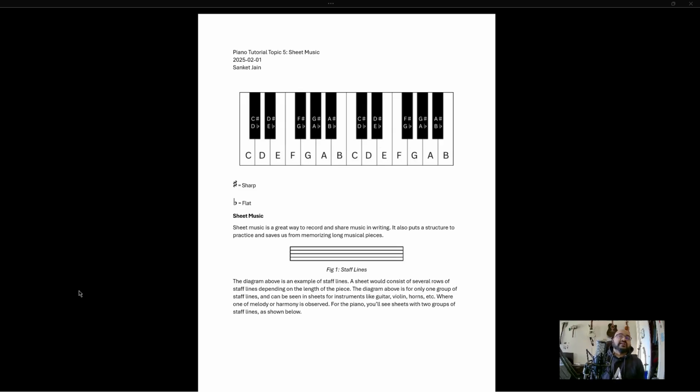Sheet music is a great way to record and share music in writing. And it also helps collaboration a lot. So if you have a piece that you want to play with other musicians, they could each have their own version of the sheet for the same music, and that would make it easier for everybody to play together. So let's get into it.